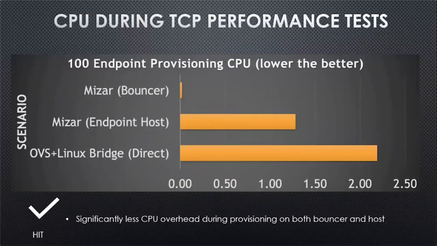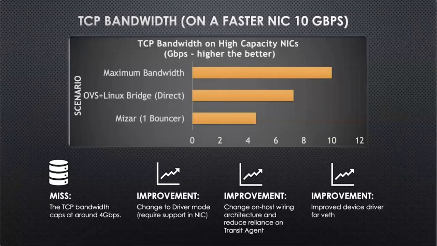Compared to OVS, Mizar has significantly less CPU overhead on both the bouncer and endpoint hosts. Currently, TCP performance on Mizar caps out at around 4 gigabits per second. This can be improved by running the XDP programs in driver mode, which requires NIC support. Furthermore, XDP currently does not support hardware checksumming and TSO. However, there is ongoing work to support this.